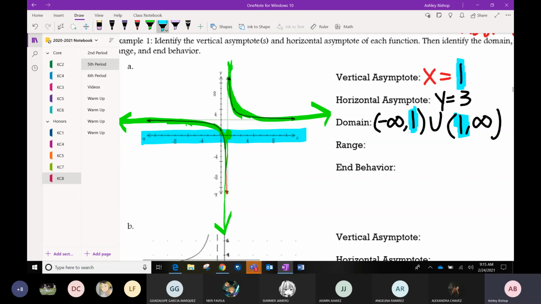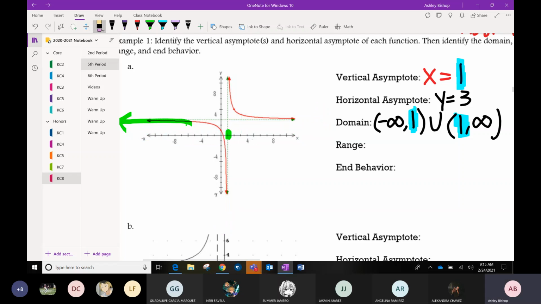My domain is negative infinity to 1 in union with 1 to infinity, because this graph actually never happens at 1. Okay? Any questions there? I think you could already imagine what's going to happen with my range, but let's talk it through together. My range is a very, very similar process. My range is how far low and how far high my graph goes.